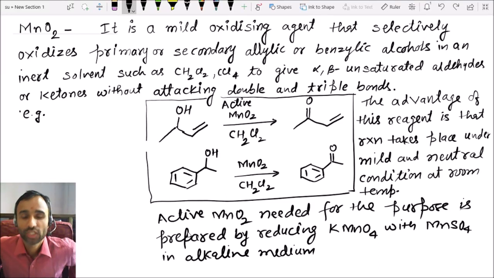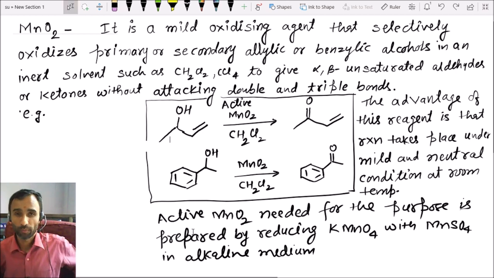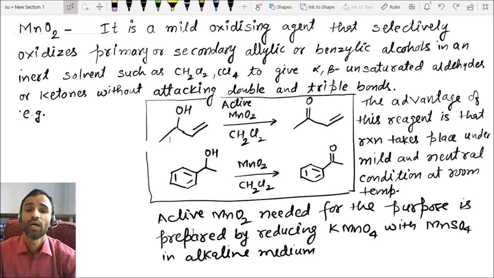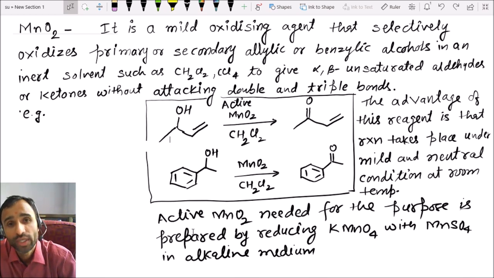Today our topic is MnO2, manganese dioxide, that is a mild oxidizing agent, and it is selectively used to oxidize primary or secondary allylic and benzylic alcohols to alpha beta unsaturated aldehydes or ketones in an inert solvent.